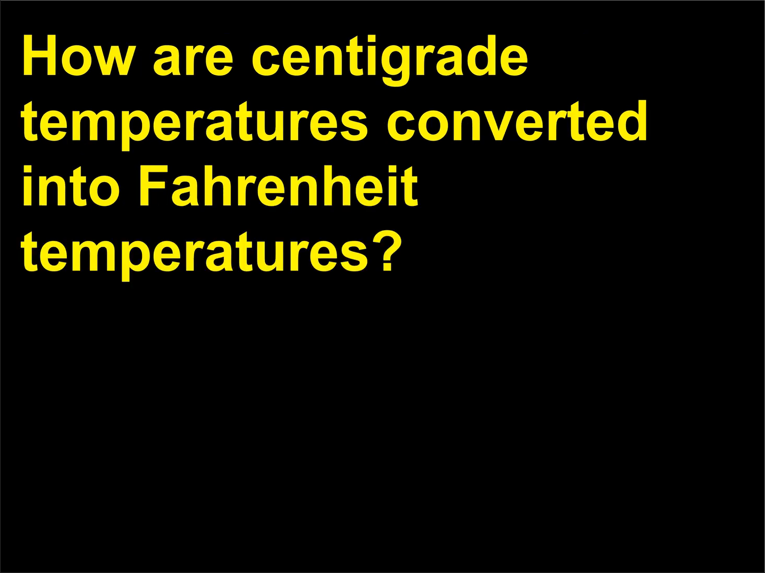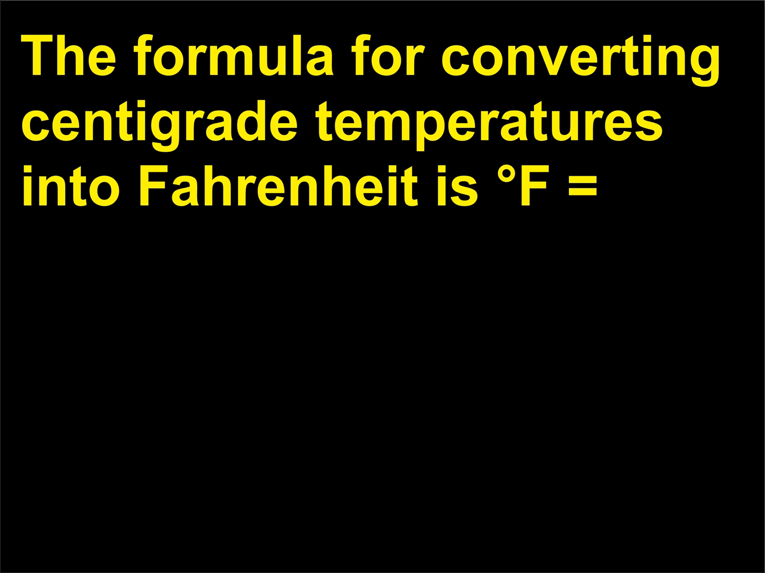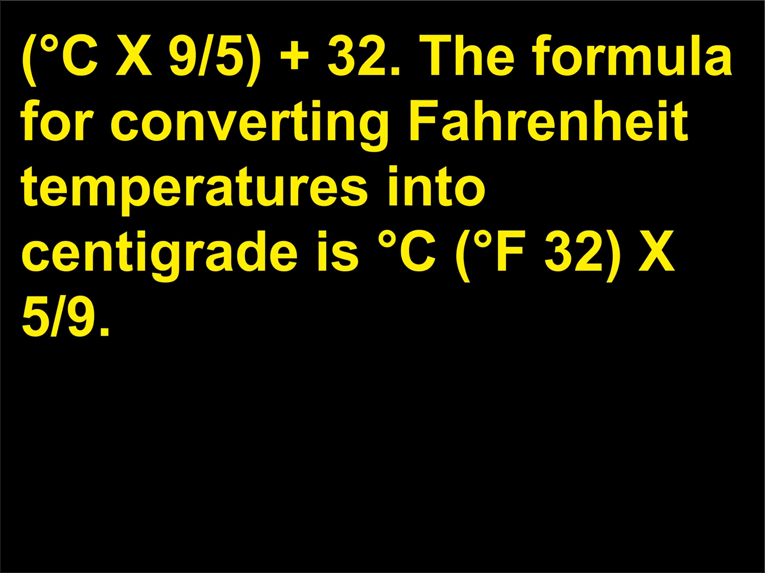How are centigrade temperatures converted into Fahrenheit temperatures? The formula for converting centigrade temperatures into Fahrenheit is degrees F equals degrees C x 9/5 plus 32. The formula for converting Fahrenheit temperatures into centigrade is degrees C equals degrees F minus 32, x 5/9.